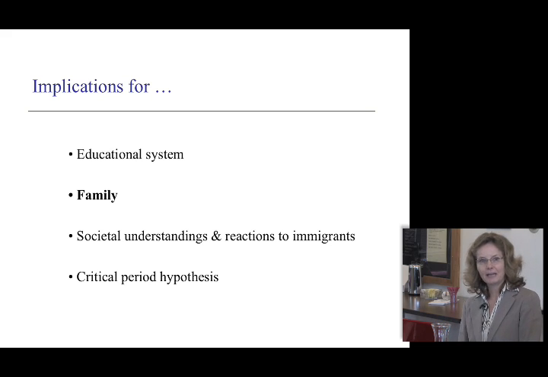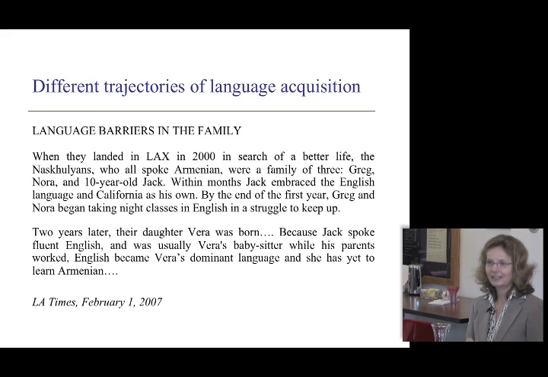Okay, there are implications for the family of this differential rate or trajectory of English acquisition among immigrants. After all, when immigrant families come to the United States, most of them are different ages. The parents are older when they come, and the children are younger.